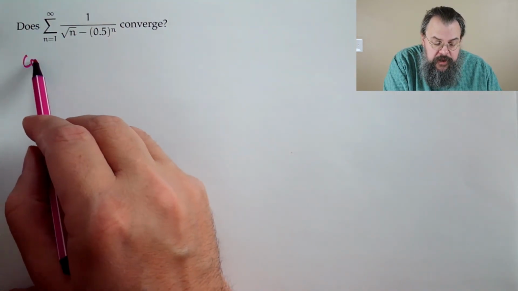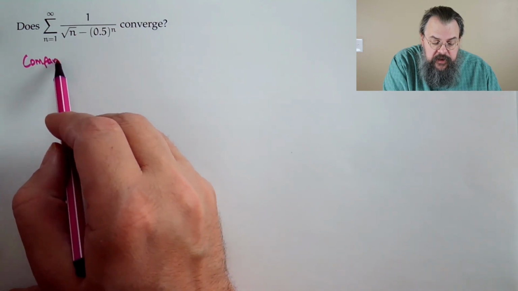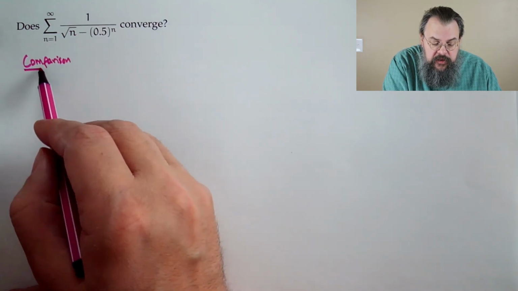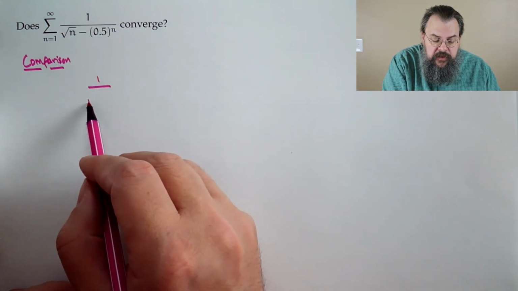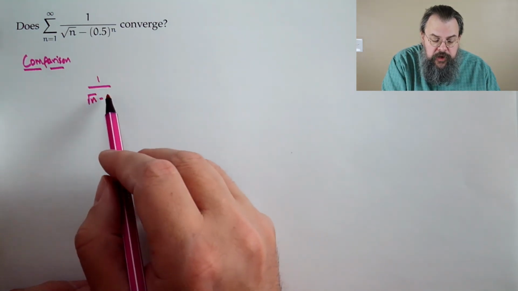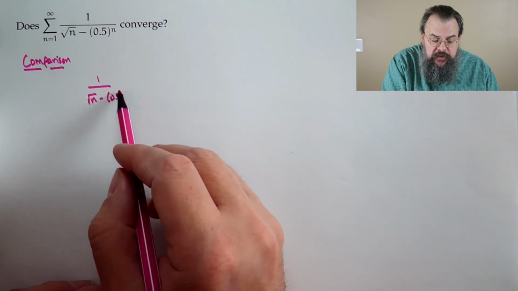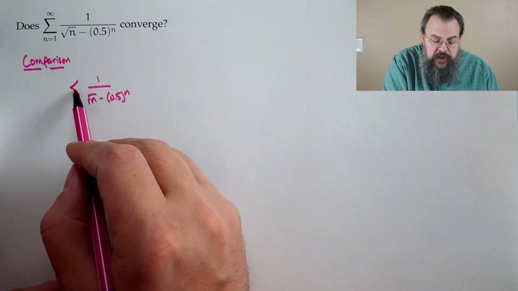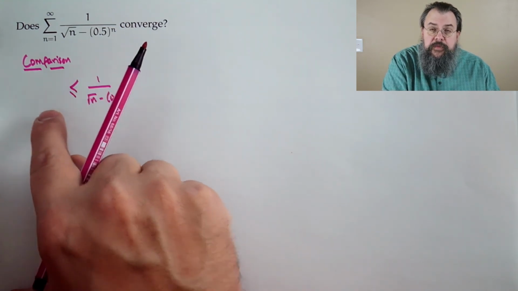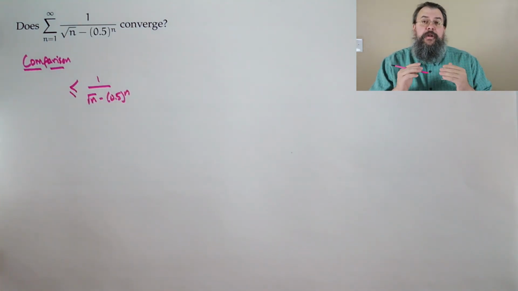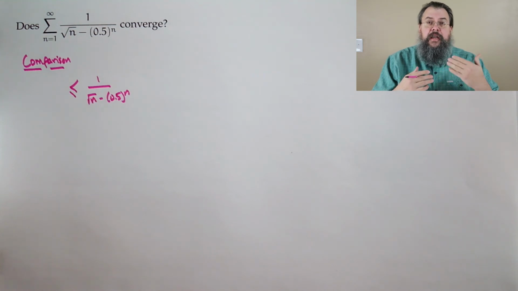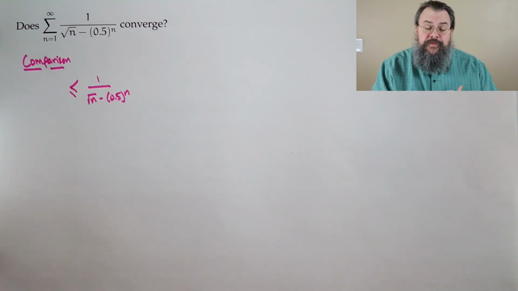So let's start with the comparison test. Now, because we think this is going to diverge, what we want to do is we want to say that this expression here, 1 over root n minus 0.5 to the n, is bigger than or equal to something which also is going to diverge. Now what we need to do is think about, okay, how can I lower bound it?